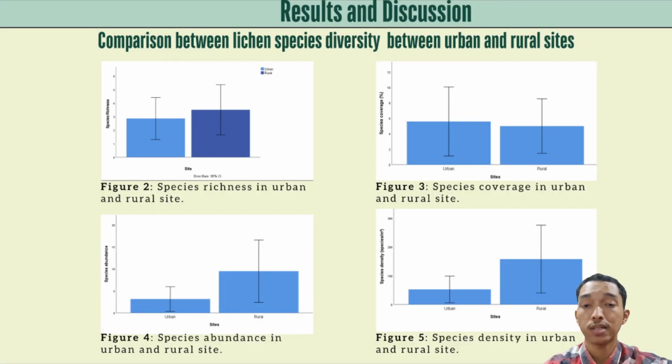Next, figure 2, species richness in urban and rural site. There is no significant difference between them. Same goes to the other three parameters.